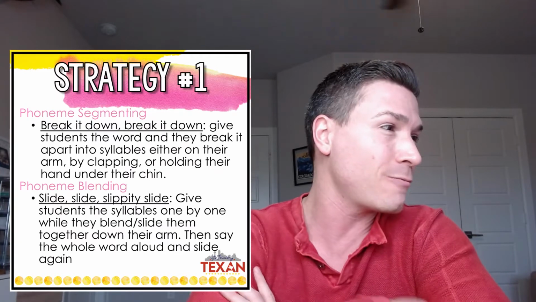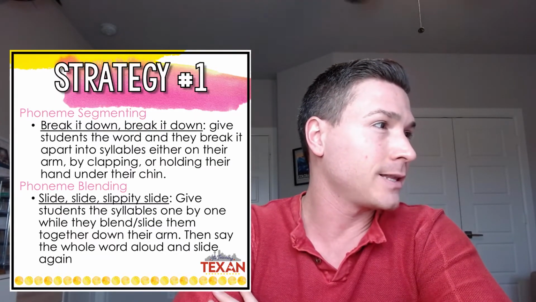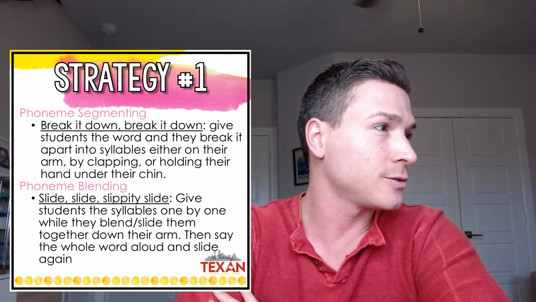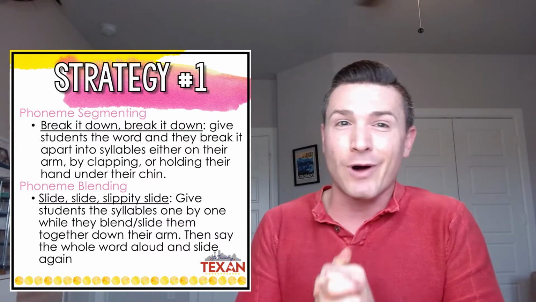So, strategy 1. Okay, it looks like we're good. Carolyn said we were a little choppy. Julie said one pause, but good now. Catherine said good. All right, perfect.